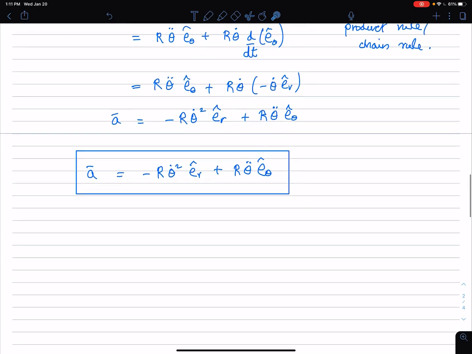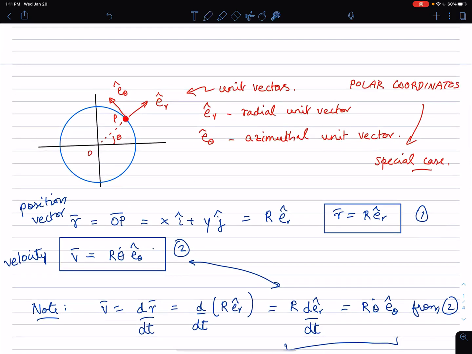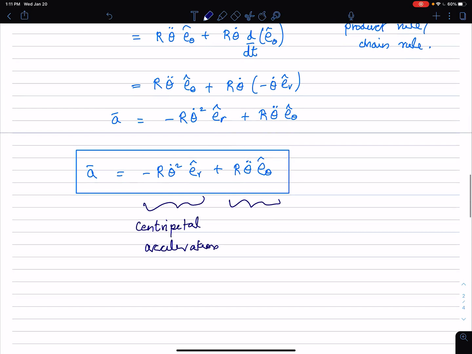And because it's an acceleration term toward the center of the circle, it's called the centripetal acceleration. And this term, I guess, would be called the tangential acceleration, or azimuthal acceleration, because it's acceleration along e theta. Okay, tangent to the circle or along the e theta direction, which is sometimes called the azimuthal direction.